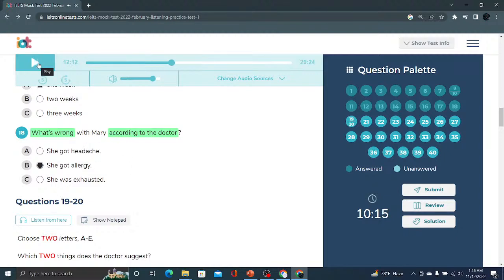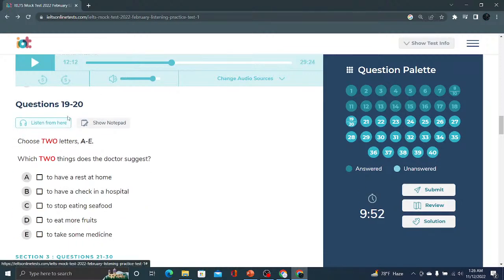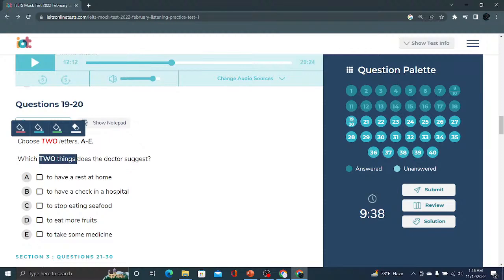So the doctor was asking do you have any allergy, and she replied that I remember I got allergic to mango when I was a child, but now I'm fine. So that means she got allergy. So that's why the answer would be B. Okay, let's move on to question number 19 and 20. Choose two letters, A to E. Which two things does the doctor suggest? Two things the doctor suggests.